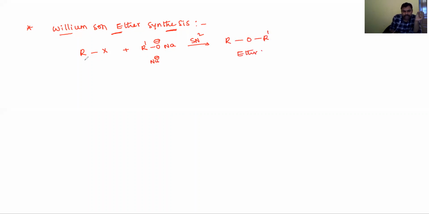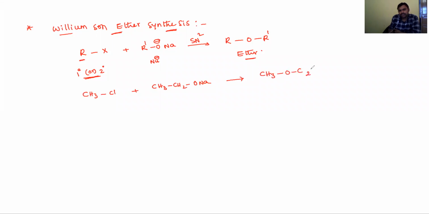Now, what kind of alkyl halides react? The alkyl halide must be primary or secondary. Primary or secondary alkyl halides only. Primary or secondary alkyl halides react with any kind of sodium alkoxide to produce ethers. Okay, students, for example, CH3Cl reacts with CH3CH2ONa, and the product is CH3OC2H5. Methyl ethyl ether will form.